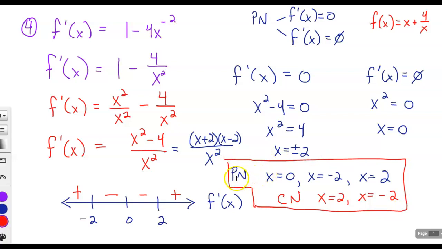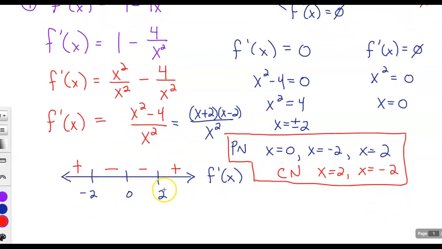Now, since my derivative switches signs at -2 and 2, we have relative extrema there because they are critical numbers. So finally, x equals -2 is a relative max, and x equals 2 is a relative min. And that's how you do that problem.